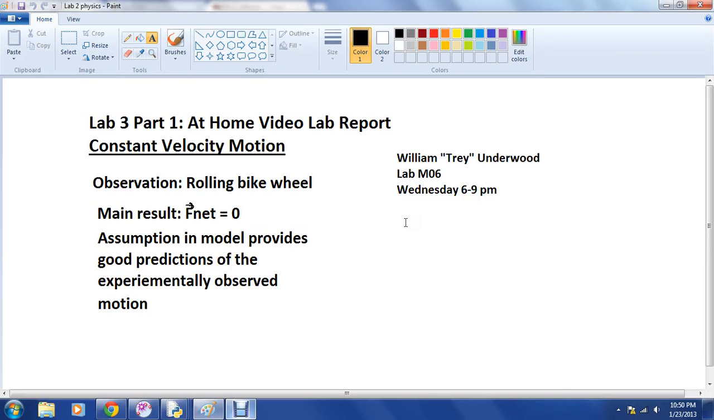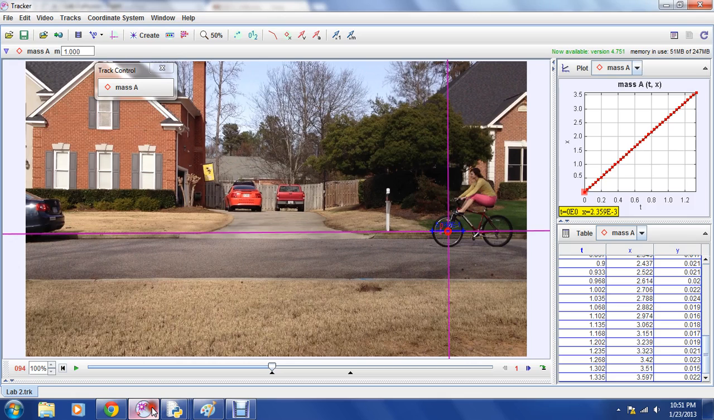This is Trey Underwood. I'm in lab M06. This is my lab 3 report about constant velocity motion. I observed a bicycle tire rolling in the video and made a model of it. The main result was that applying the momentum principle in Newton's second law, and that F net is very effective in predicting the motion observed in the experiment.